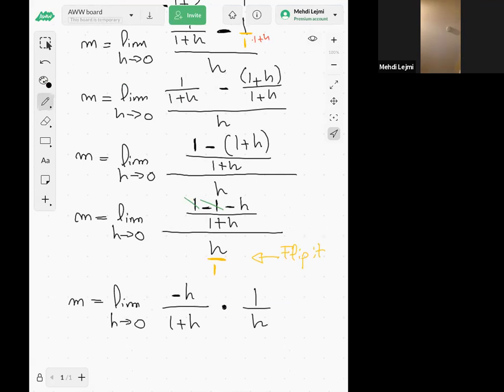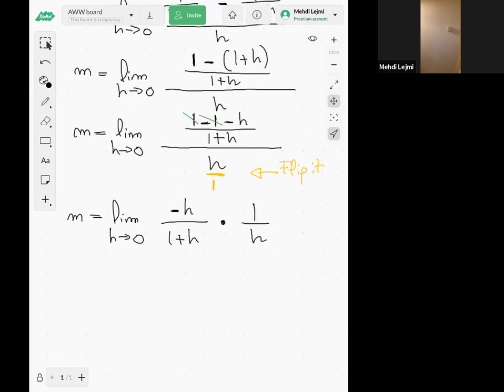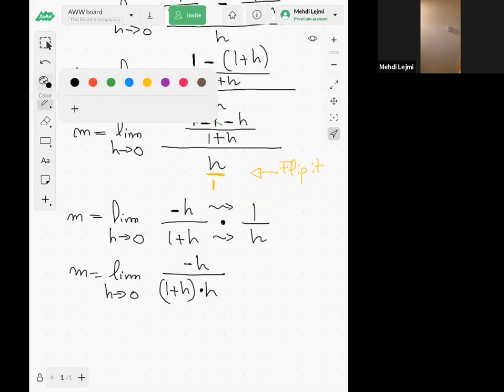Okay, and so then of course this is a multiplication, so you can multiply first. So let's multiply first. M would be limit h going to zero. So in the top, if you multiply straight across, minus h times 1 is minus h, and the denominator is 1 plus h times h. Right? So there's an h on the top, there's an h in the denominator, they cancel out. If you cancel out the h in the top, you are left with h times 1. So when you cancel out the h, you are left with 1.